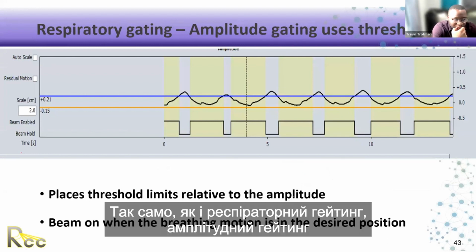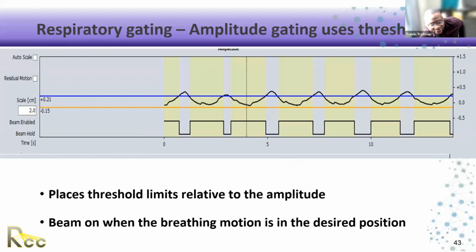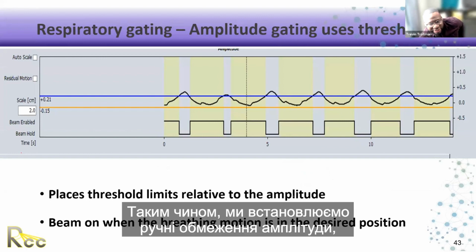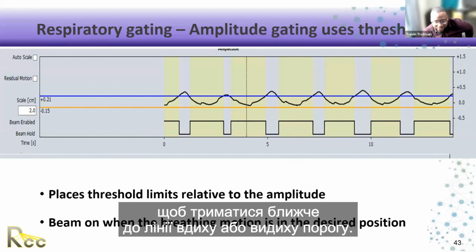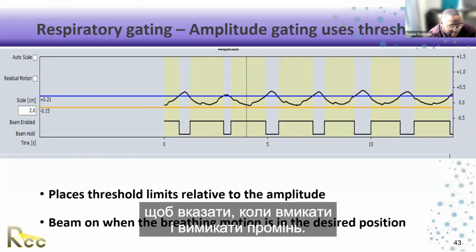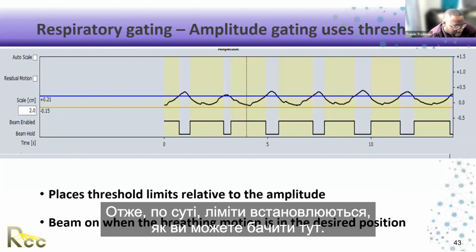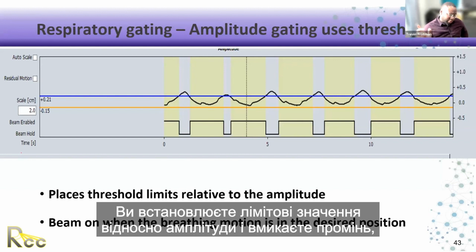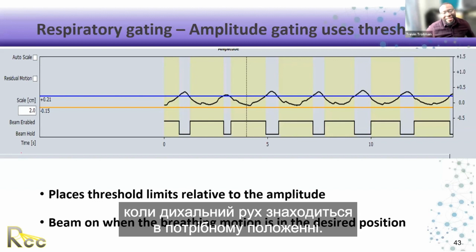With respiratory gating, amplitude gating uses thresholds. We manually set limits on the amplitude to keep close to the inhale or exhale lines of the threshold. Amplitude gating uses set thresholds to indicate when to turn the beam on and off. You place threshold limits relative to the amplitude, and the beam is on when the breathing motion is in the desired position.